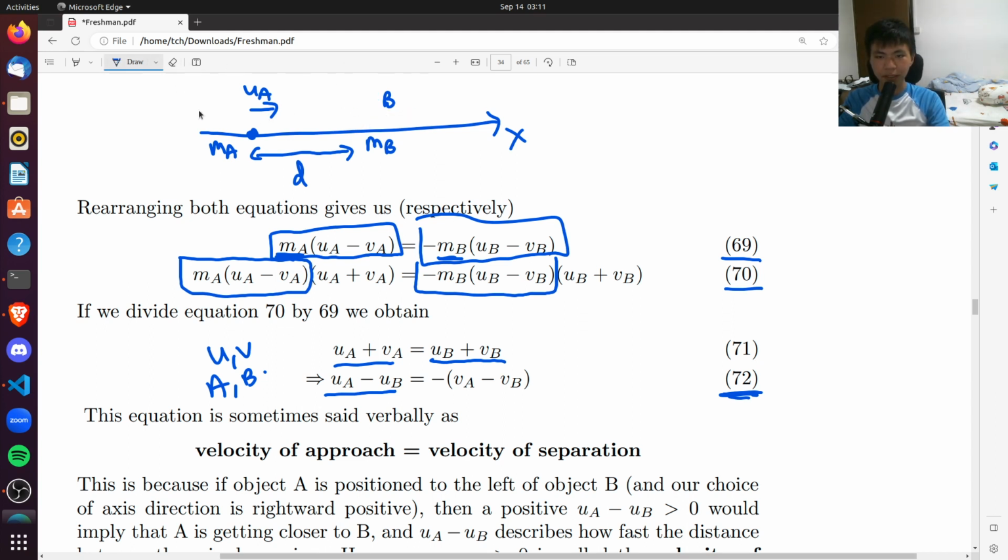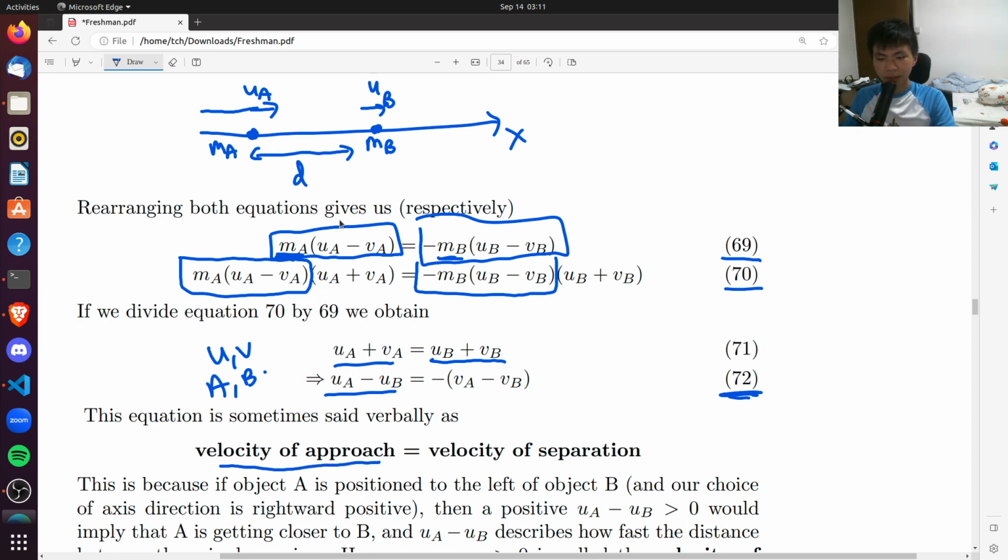Because if UA is bigger than UB, suppose UA is a huge vector and UB is moving very slowly, it could even be moving in the left direction, which would be considered negative, then the distance between them is closing down. Mass A is catching up with mass B. So if A's velocity is larger than B's velocity, then UA minus UB, the difference in the velocities, is how fast the two objects are approaching each other.